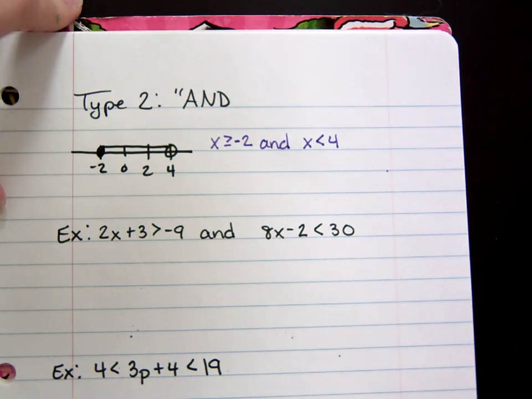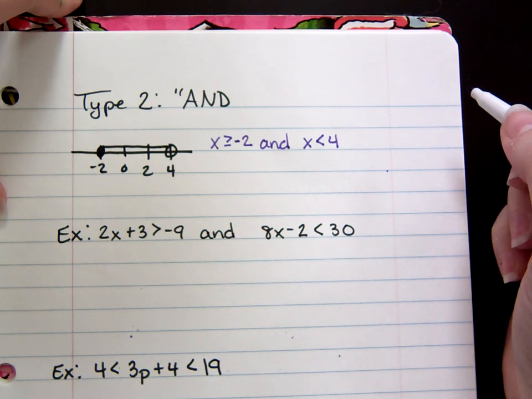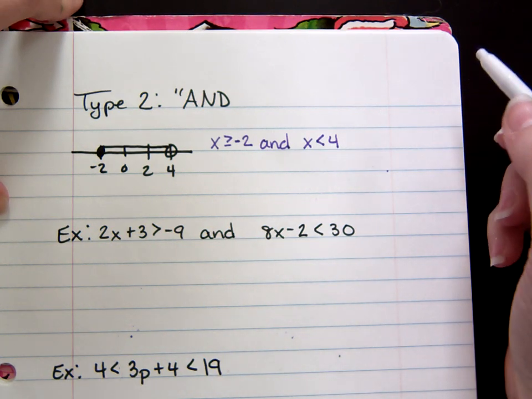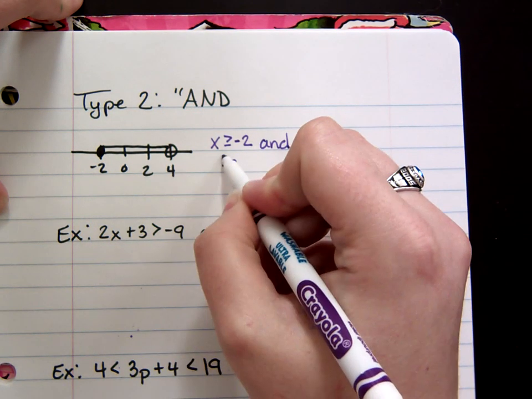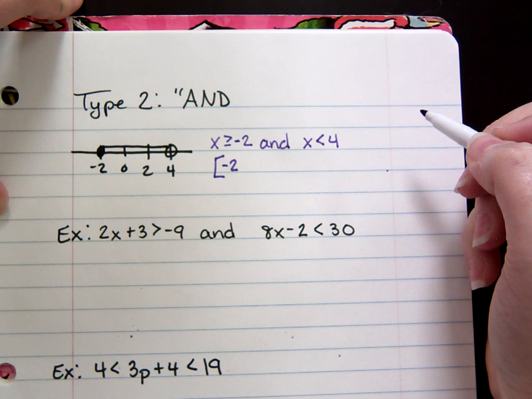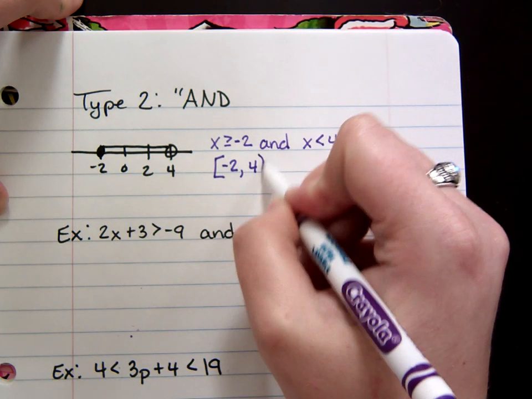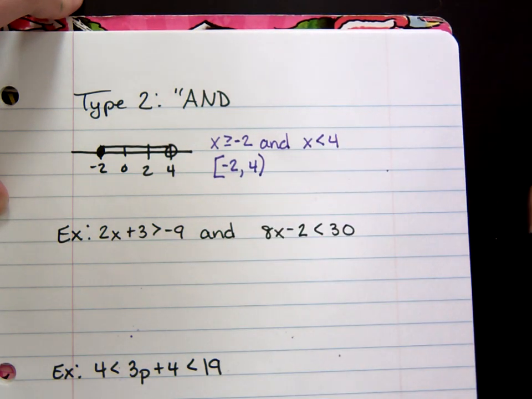The interval notation for this is very short. Remember, interval notation is your smallest to your biggest. My smallest number is -2, bracket, because it's closed. My biggest number is 4, parentheses, because it's open. That's your interval notation for this number line.